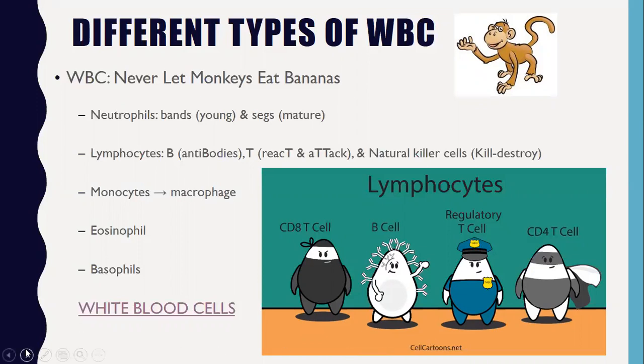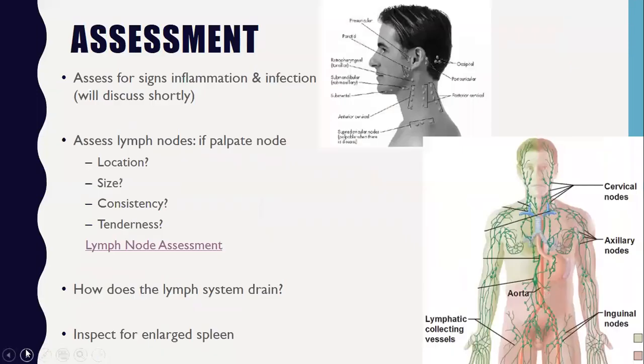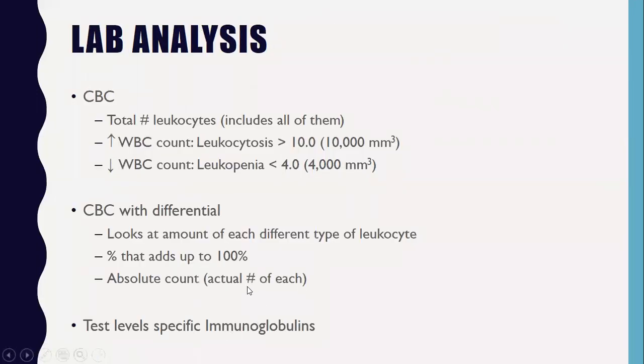So when you're looking at that CBC differential, that's what that percentage is. It should add up to 100 of how much there is of each. The absolute count is going to tell you the actual number of each. And like we said earlier, if you hear that shift to the left, it means there's an increased number of bands or immature neutrophils, and that would be the sign of an acute bacterial infection. And then also remember that an increased number of eosinophils is going to indicate an allergic reaction.